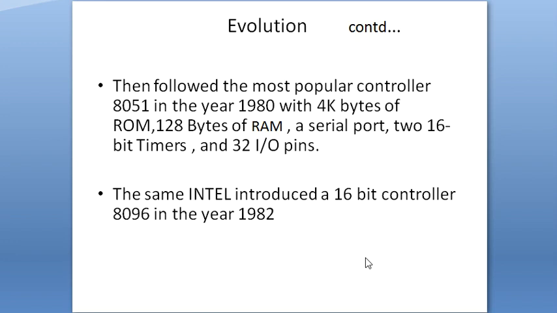After the 8048 in 1976, next is the 8051, which was introduced in the 1980s. It has 4 kilobytes of ROM, 128 bytes of RAM, a serial port, two 16-bit timers and 32 IO pins. After that, in 1982, there was another microcontroller, the 8096, which is a 16-bit controller. The 8051 is an 8-bit controller, and the 8096 is a 16-bit controller.